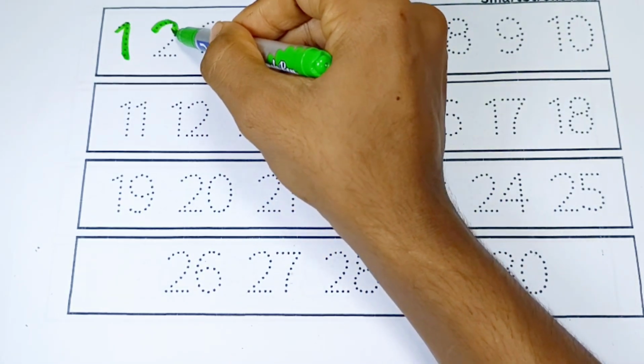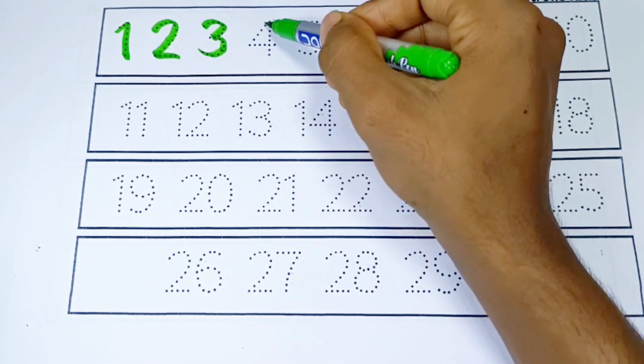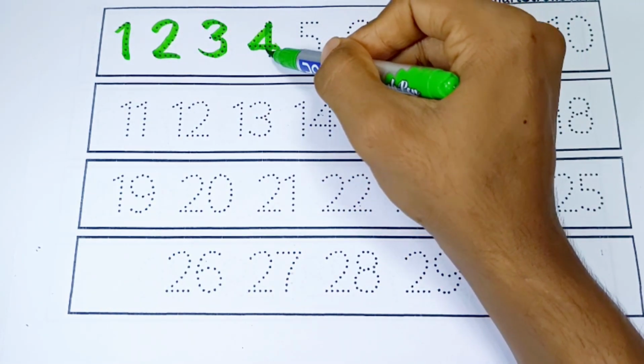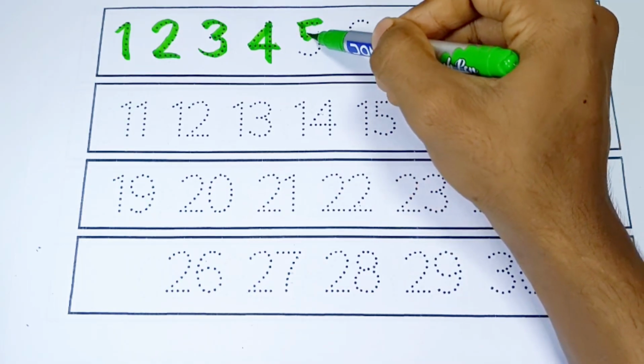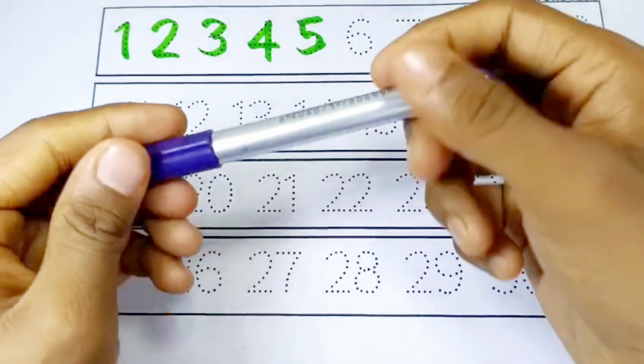1, 2, 3, 4, 5. Kids, now you draw 6 and use purple color.